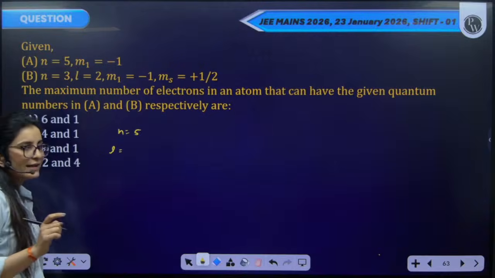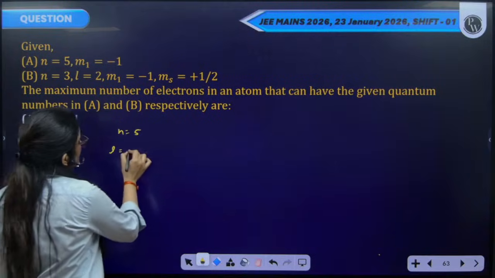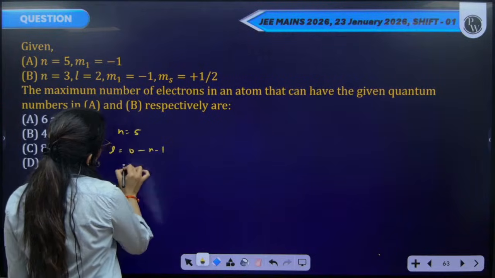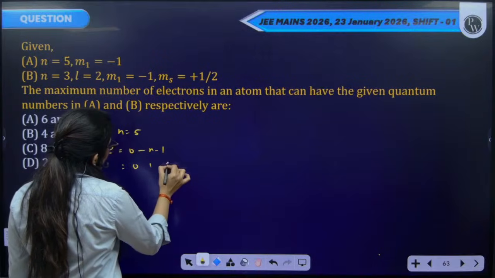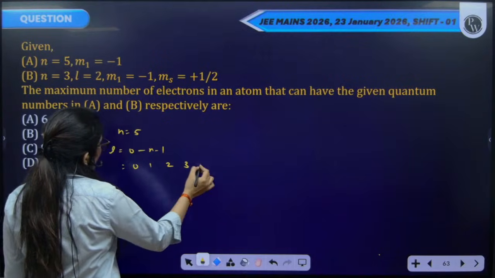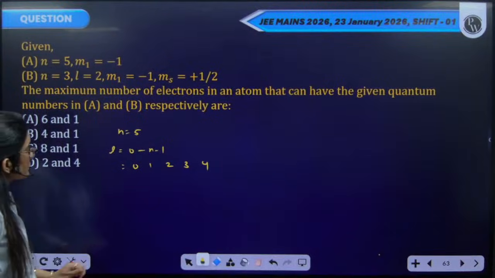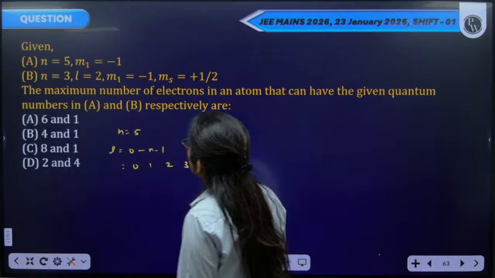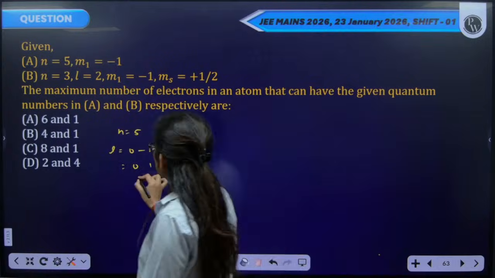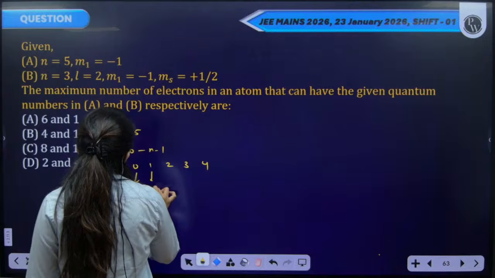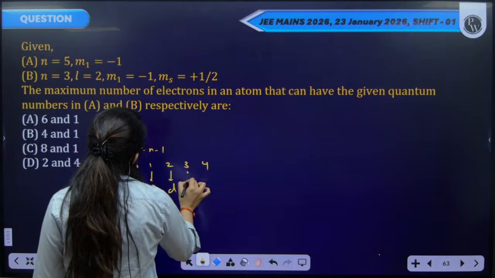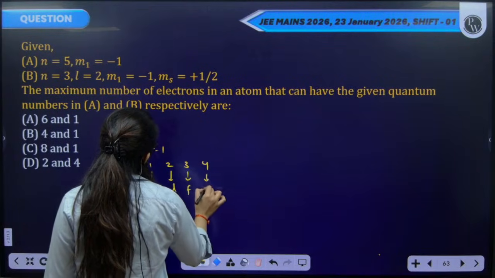So the L value will always be 0, 2 and -1. Okay, so what will be the value? 0, 1, 2, 3 and 4, right? You can put it just like that. Okay, so here you can see L0 means it will be S, then P, then D, and this will be F, and this will be G.